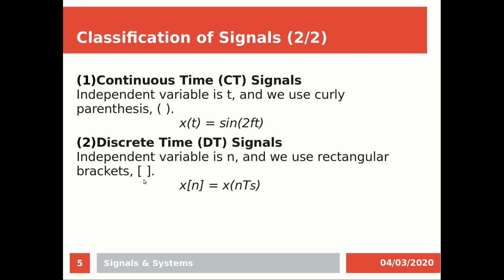The discrete time signal uses the independent variable n. n is a number, it is changeable: 1, 2, 3, 4, 5, whatever. And we use rectangular brackets, so this is the difference. We use x of n here, and x of t there. x of n multiplied by Ts. We will see later what it is, but here we see that it is a multiple of values, a value that repeats itself at specific points.